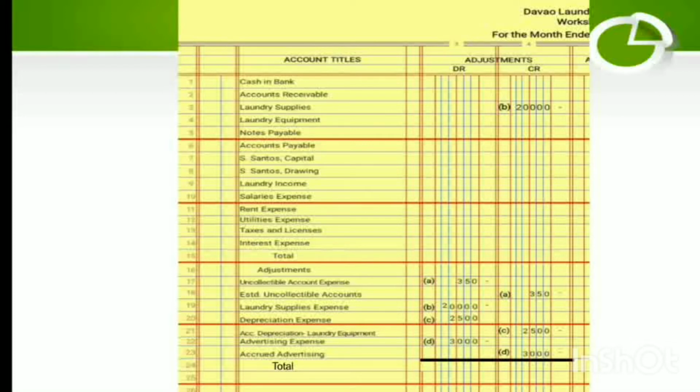So we have 350 plus 20,000 plus 2,500 plus 3,000. So the total debit is 25,850. And then for our credit, we have 20,000 plus 350 plus 2,500 plus 3,000. So the total of the credit is also 25,850. So balance yung debit and credit natin. And then, don't forget to put a double rule.